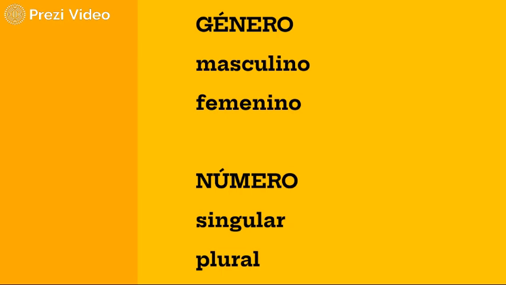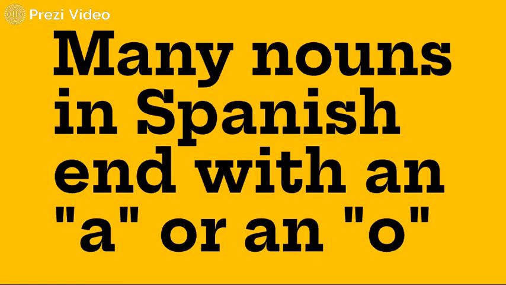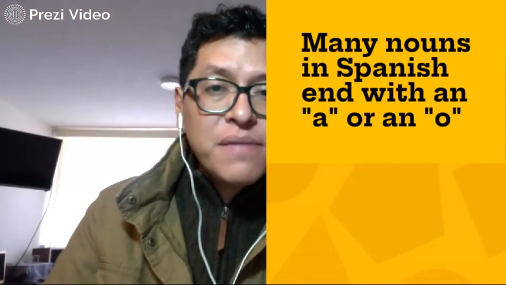In Spanish, we say género. We have 2: masculino, which is male, and femenino, which is female. And we have número, which is number. We have singular and we have plural. So look, this is the thing in Spanish. Many nouns in Spanish end with an a or an o. So this is the basic thing. This is a very basic thing.